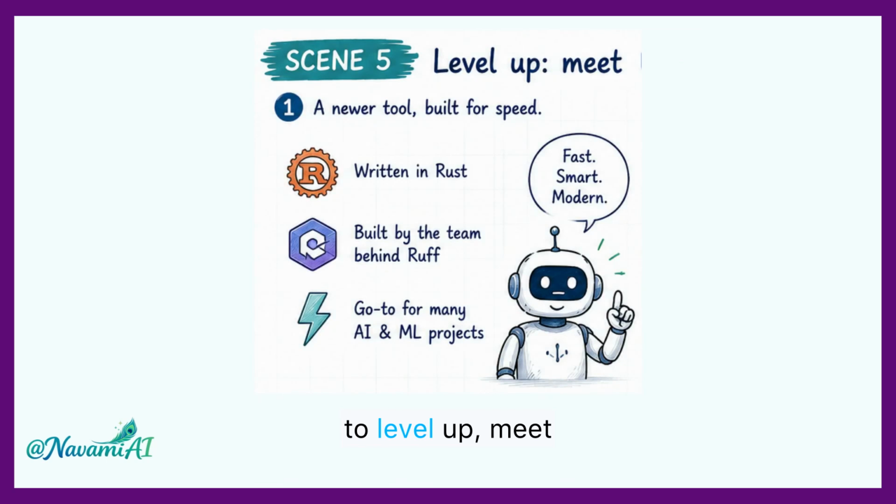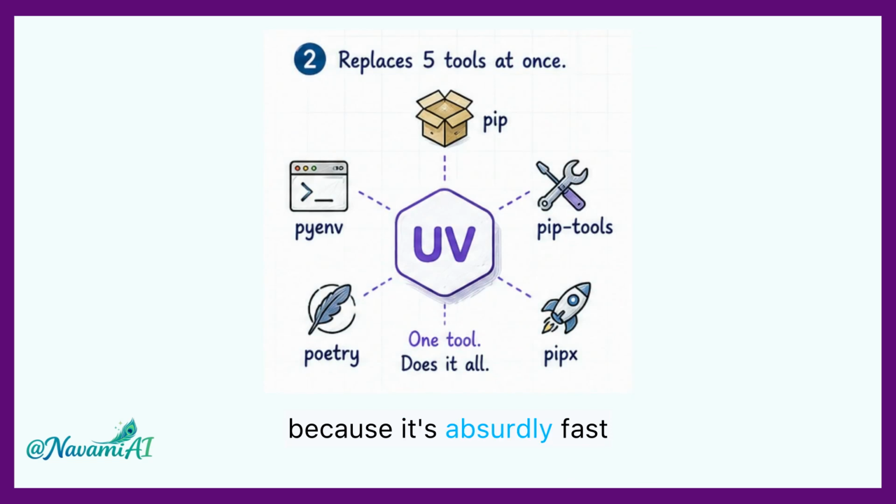Now if you want to level up, meet uv. It's a newer tool written in Rust, built by the team behind the Ruff linter, and it's become the go-to for a lot of AI and ML projects because it's absurdly fast and it replaces like 5 tools at once: pip-tools, pipx, poetry, and pyenv.